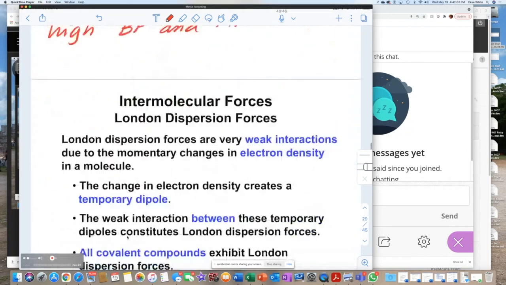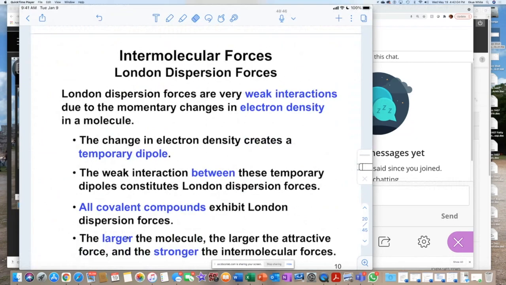Okay, so let's go ahead and look at this. They talk about London dispersion forces. These are very weak forces. And they talk about how these forces are made. They're telling you that the London dispersion force is a very weak interaction due to momentary changes in electron density in the molecule.